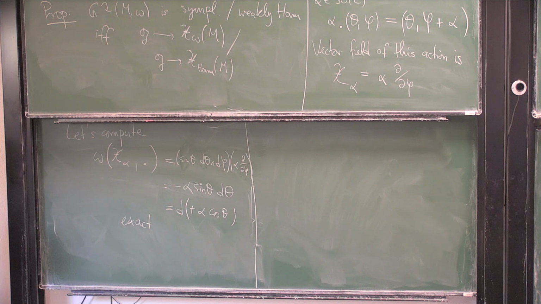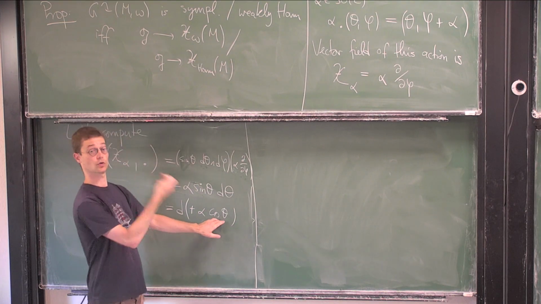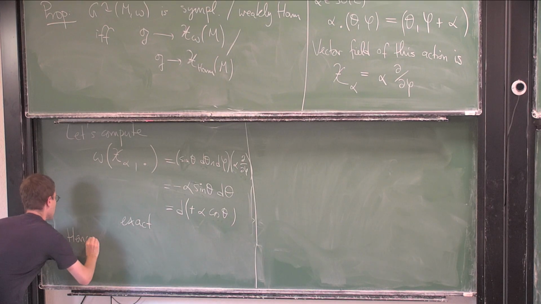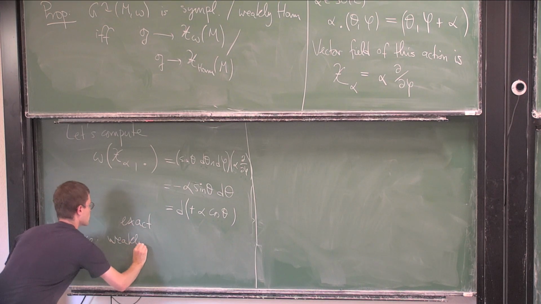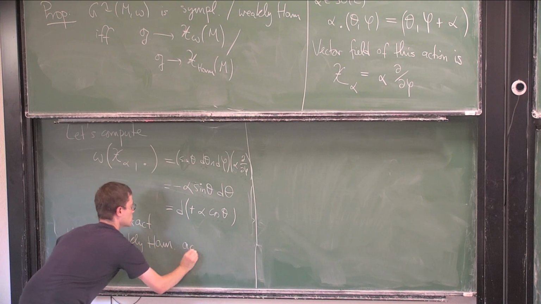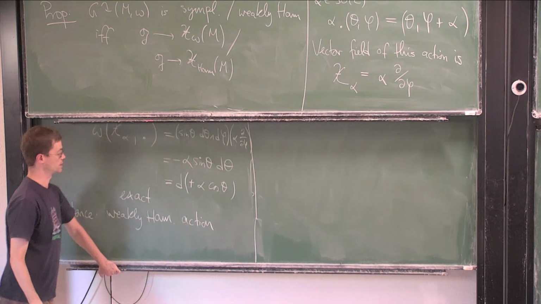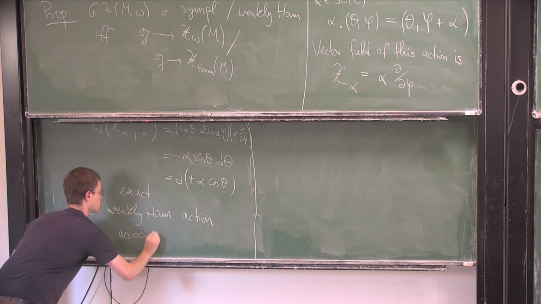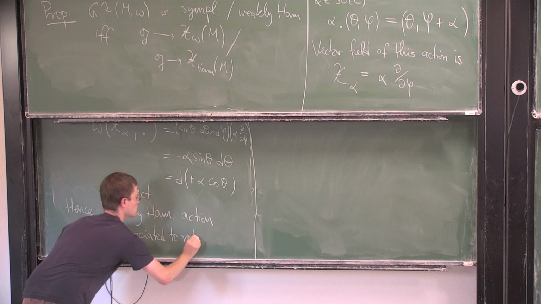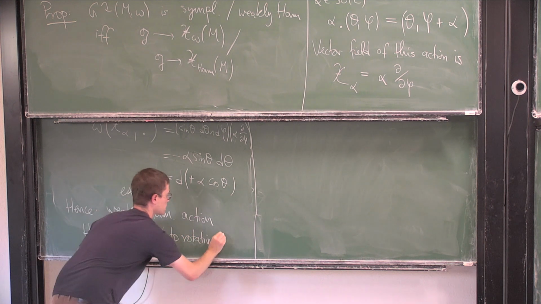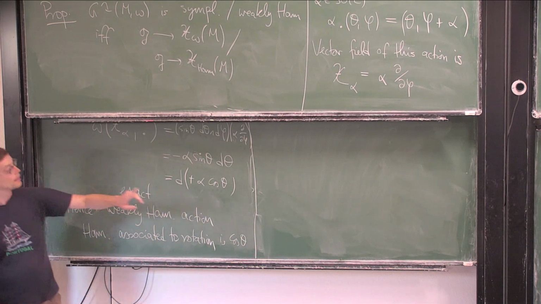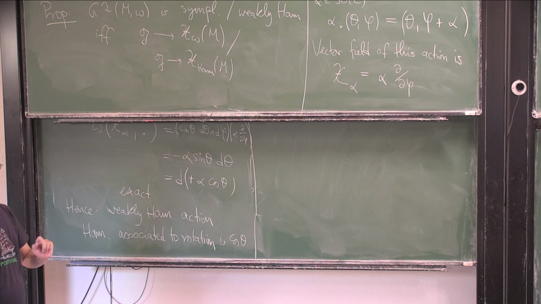Hence, the conclusion: it is a weakly Hamiltonian action. And even better, we now see the function we have to use. We see the Hamiltonian we have to use in order to generate this flow. Hence, weakly Hamiltonian action, and the Hamiltonian associated to this rotation is nothing but cos theta. And cos theta in Cartesian coordinates is nothing but z.